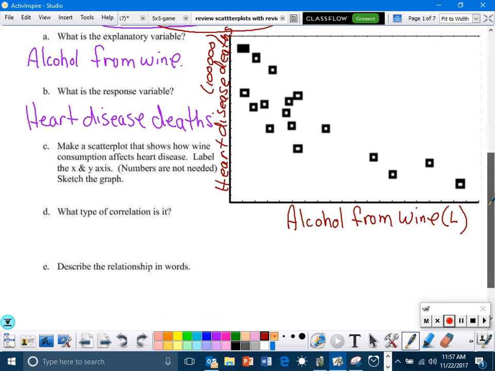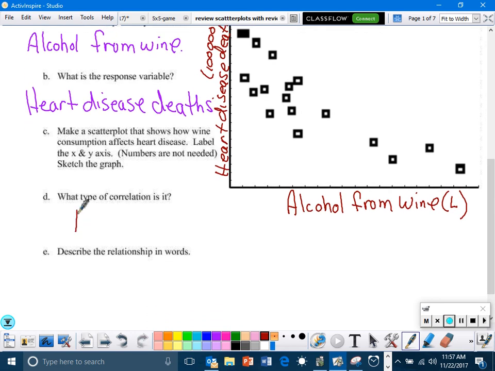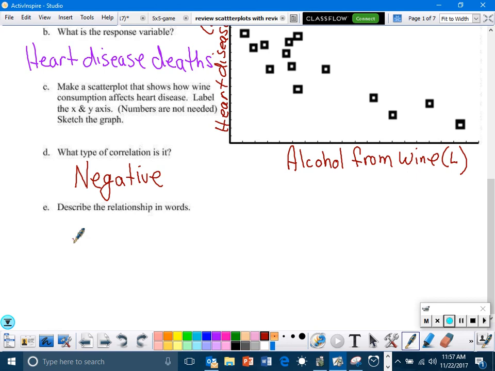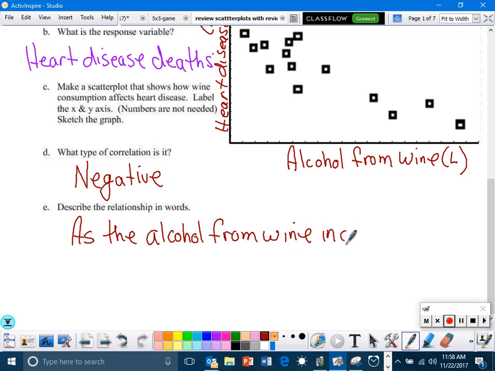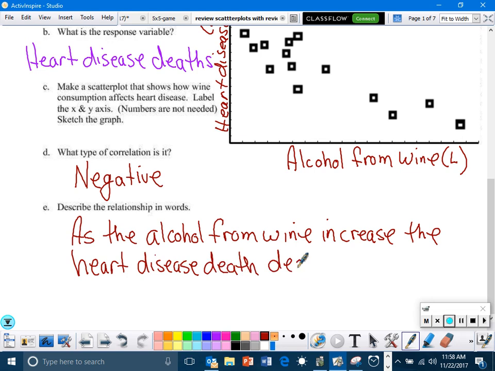The next question: what type of correlation is it? The dots are going down, so it is a negative correlation. Describe the relationship. We say as the alcohol from wine increases, the heart disease deaths decrease.